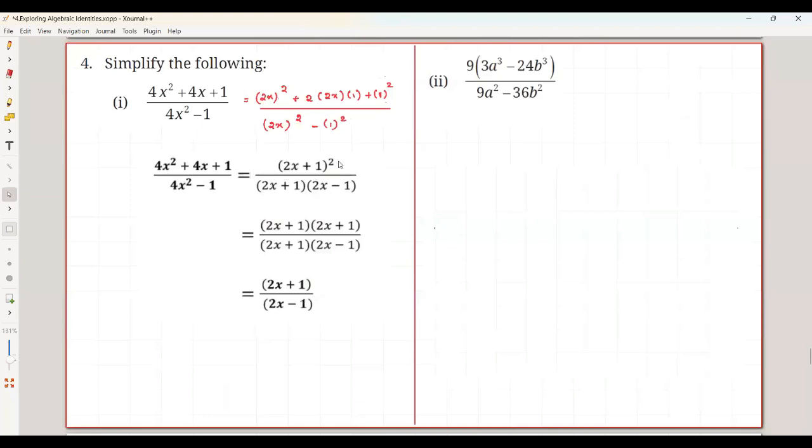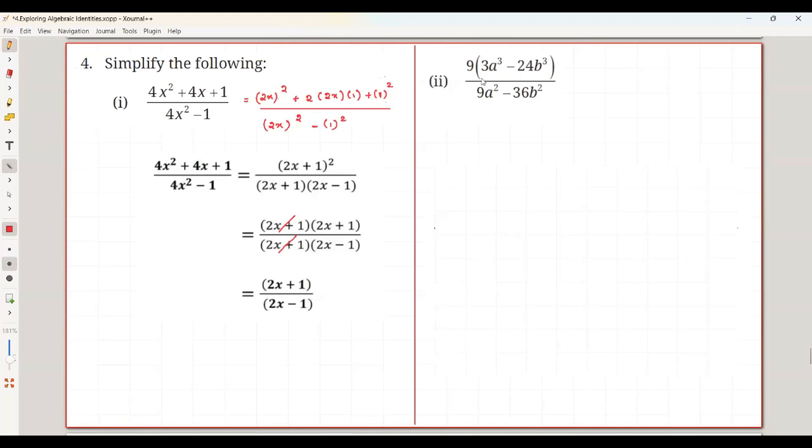2x plus 1 the whole square means we can write it two times. Now we can cancel 2x plus 1. Here 2x plus 1 and 2x plus 1 get cancelled, so the balance is 2x plus 1 by 2x minus 1. So this is the answer.